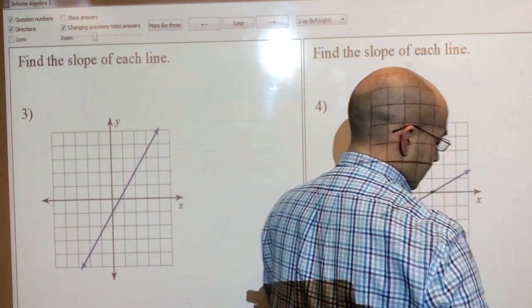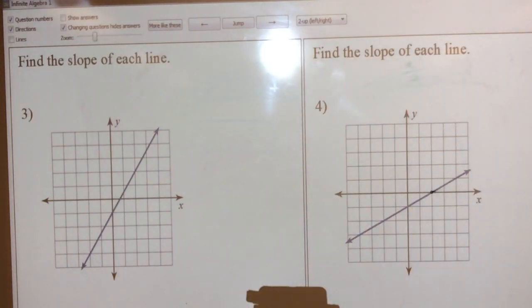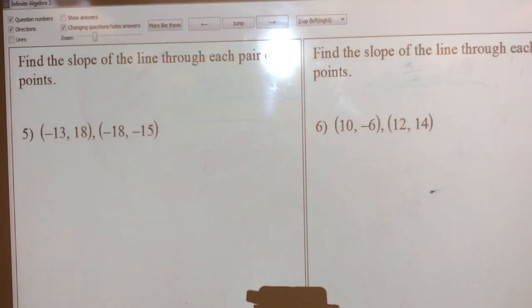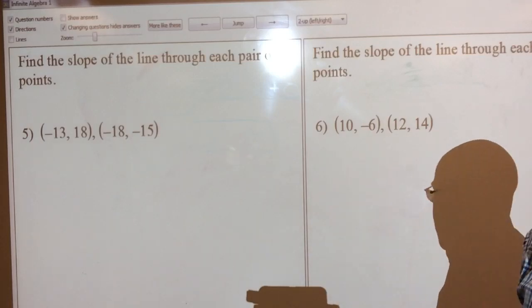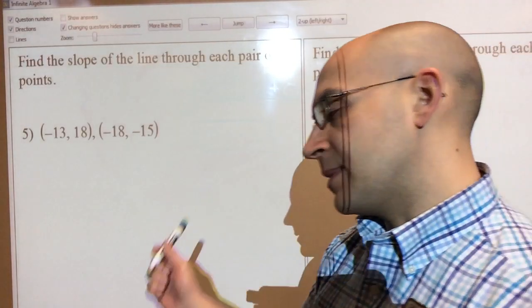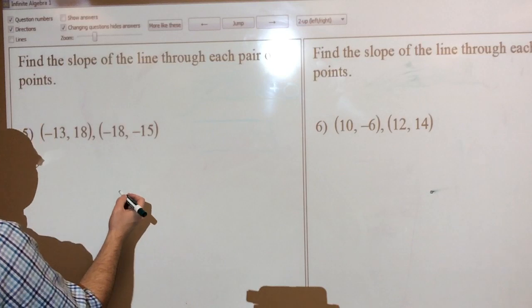Make sure that you know this, because this is one of the things that you guys got messed up on the last test. We need to know how to do this. So let's just find some slopes here. Go ahead and try them both. Pause me. I'm going to work one of them out.